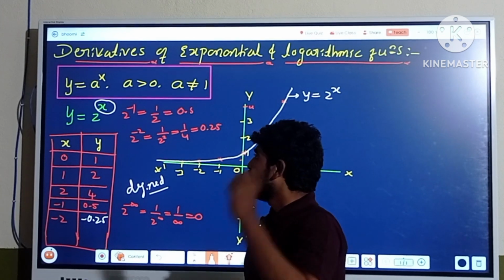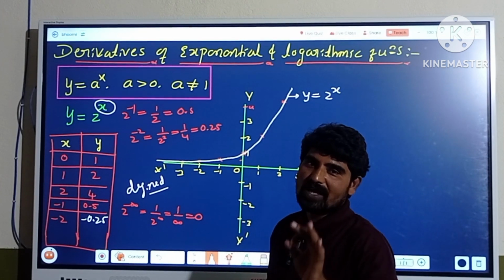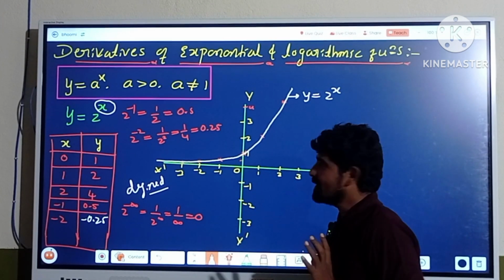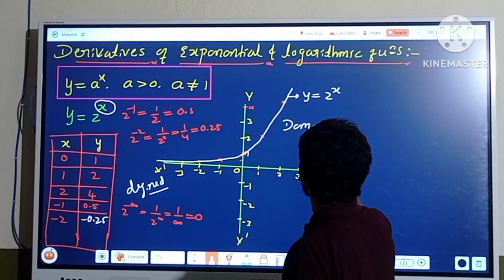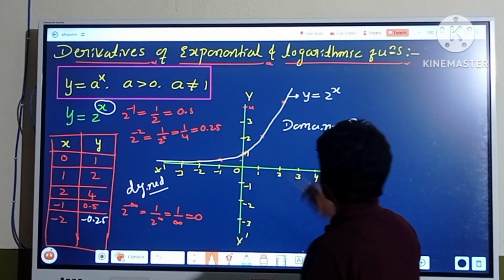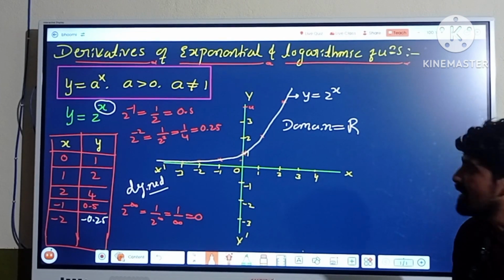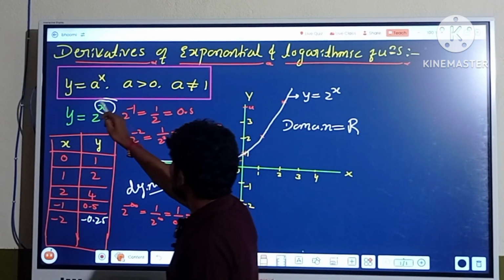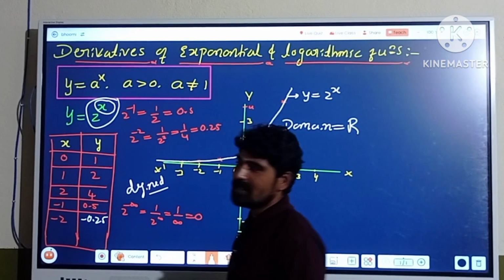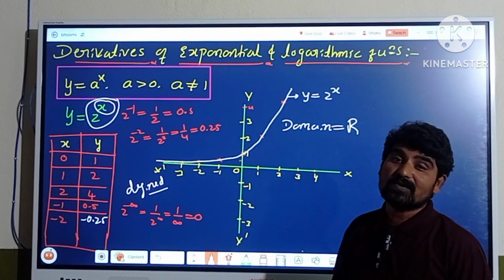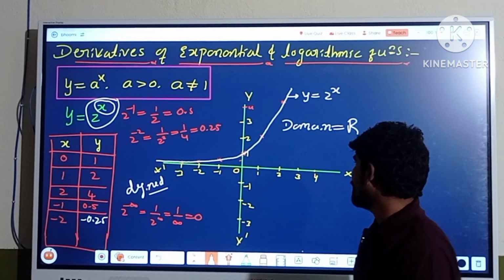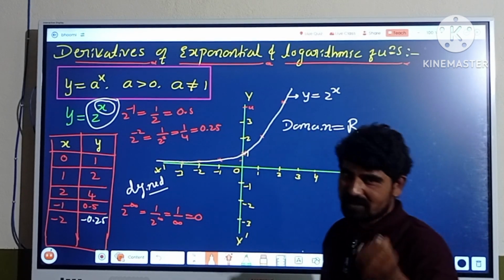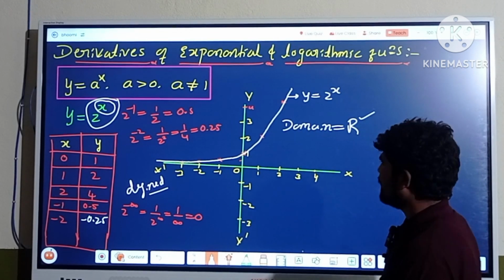It means, we know that the set of input values is called the domain of the function. So the domain of the exponential function, can we say that it is the set of real numbers? Of course. This quantity 2 power x is defined for all real numbers, or for all values of x. Therefore the domain of the exponential function is the set of real numbers.